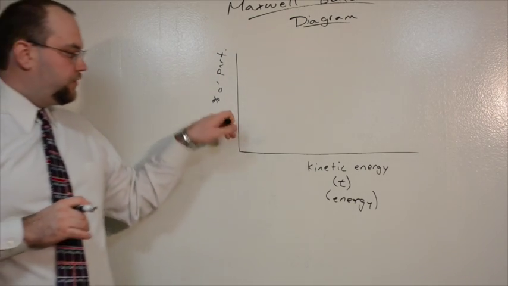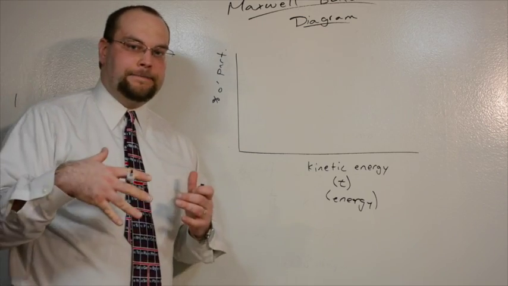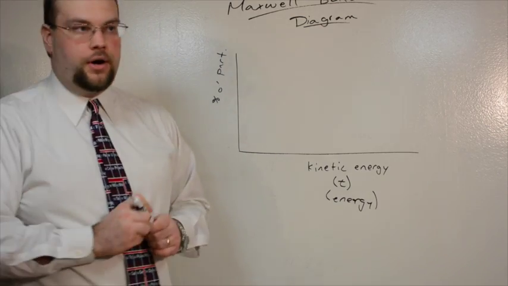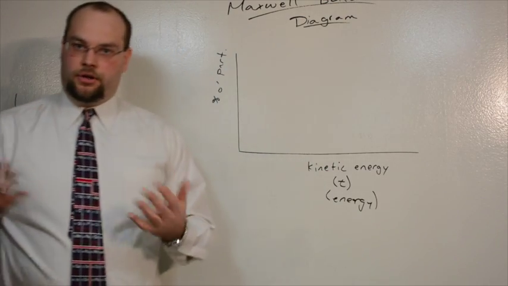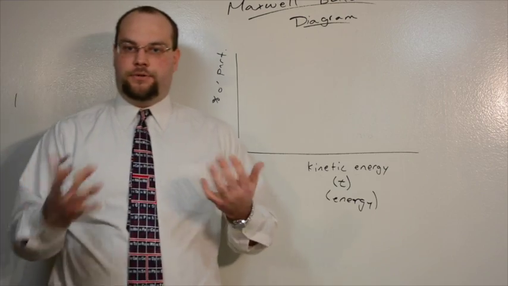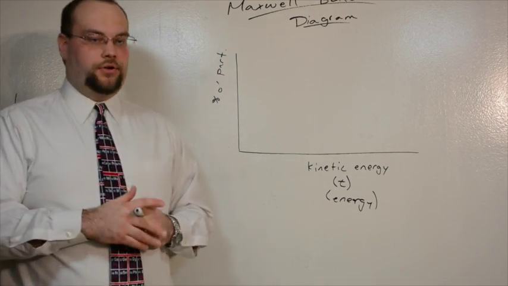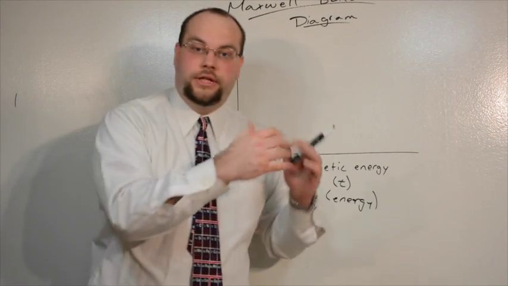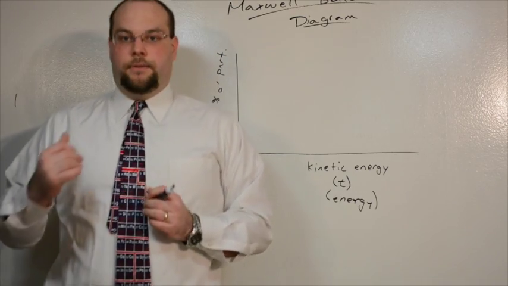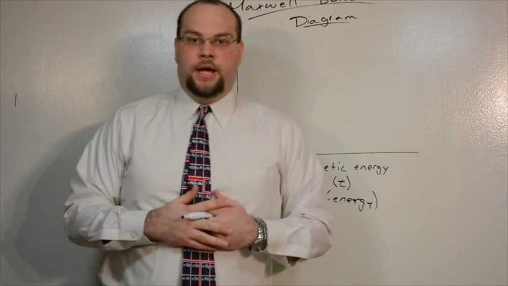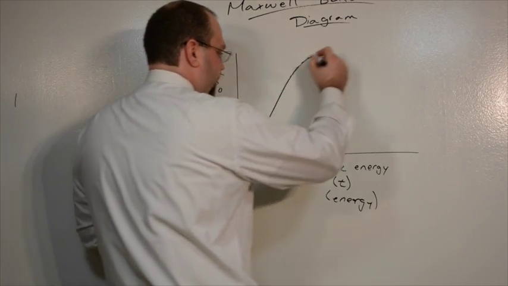I have my percentage of particles here. I have kinetic energy. So let's say you have a pot of water or a balloon of gas or really anything. Not all those particles are going to be moving at the exact same speed. Temperature is an average of the kinetic energy of the particles. So some particles are going to be going very slowly. Some are going to be going really, really fast. And the majority of them are just kind of chilling. And we can graph that out in a Maxwell Boltzmann diagram, and it'll kind of look like this.